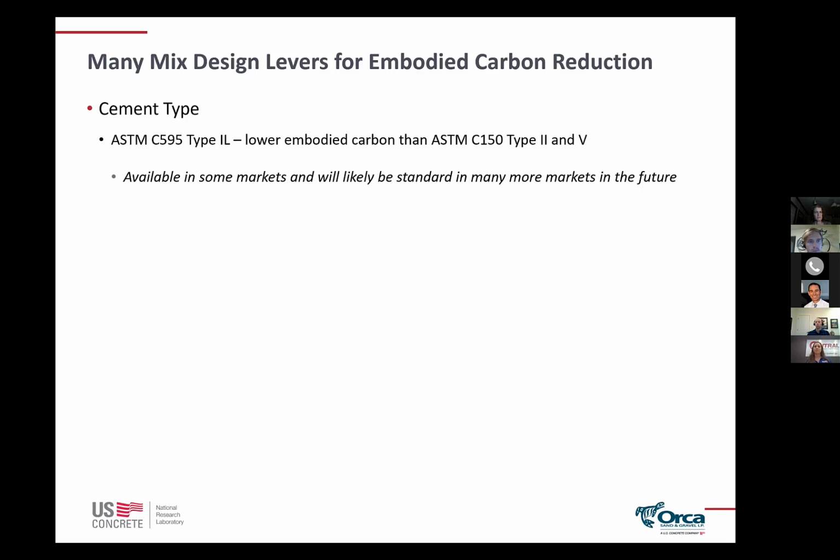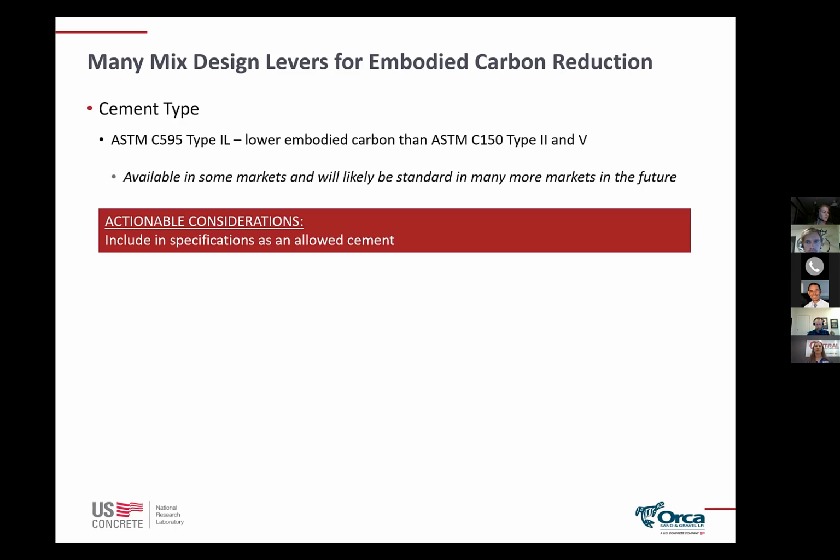So when it comes to cement type, John did mention this. ASTM C595 type 1L cement tends to have a lower embodied carbon than an ASTM C150 type 2 and 5. The ASTM C150 type 2 and 5 is what has been most common here in the California market. And there are some markets in the country where this type of cement is already available, and it's very likely that this is going to be the standard coming up in the future in a variety of markets.